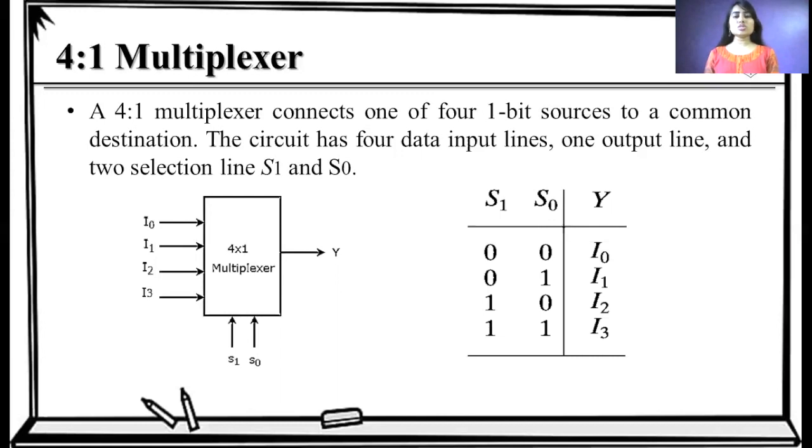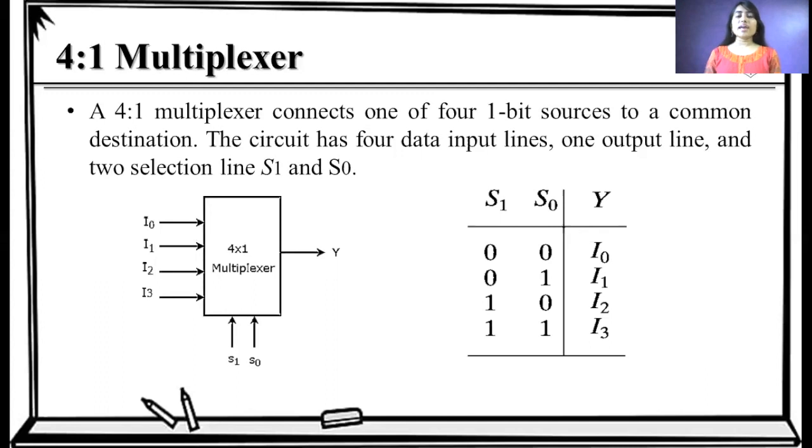For these 2 selection lines S1 and S0, we have 4 possible combinations: 0 0, 0 1, 1 0, 1 1. And according to this combination, we have an output. If S1 and S0 equal 0 0, then Y is equal to I0. That means data of I0 will be directed to the output side when S1 and S0 equal 0 0.